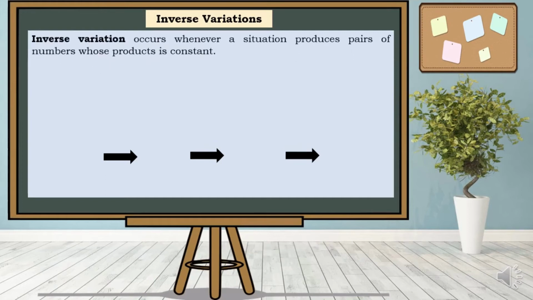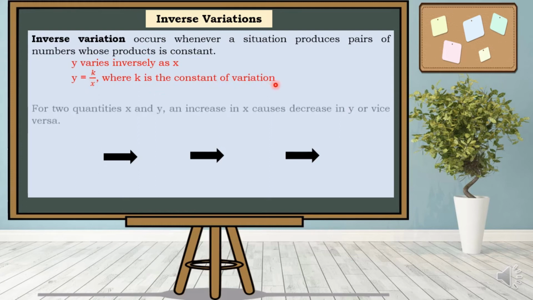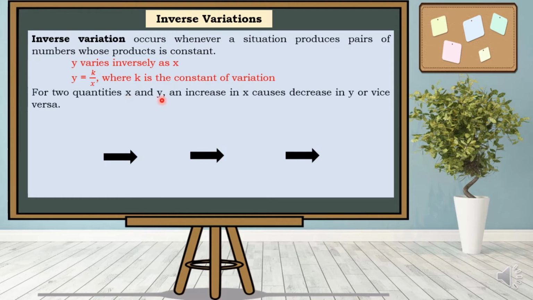Inverse variation occurs whenever a situation produces pairs of numbers whose product is constant. The statement y varies inversely as x means y equals k over x, where k is the constant of variation. For two quantities x and y, an increase in x causes a decrease in y or vice versa.